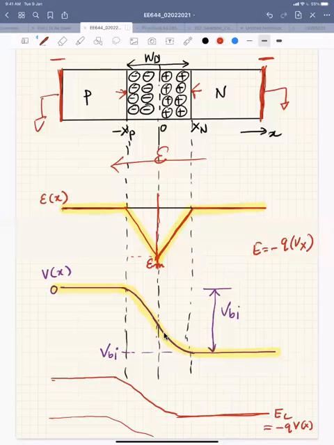Sir, as Vx was increasing as we go from the P side to the N side in the junction, shouldn't the graph be upside down? Yeah, that is fine. I have just plotted it, and it doesn't really matter. If you see the electric field plot, whether this is like this or like this, it is almost the same. Only the direction of the electric field is different.